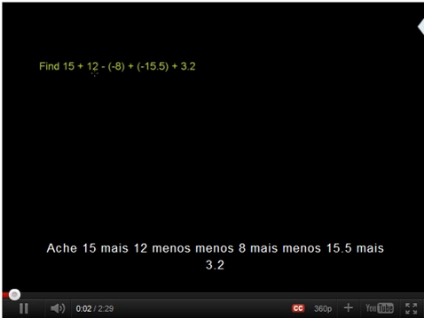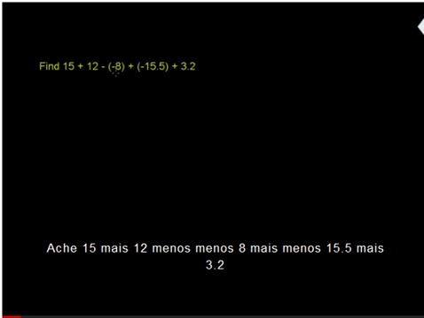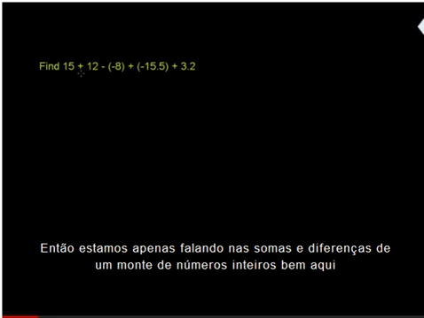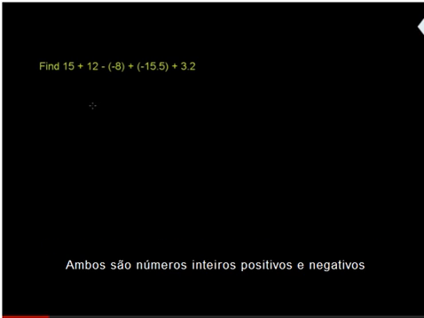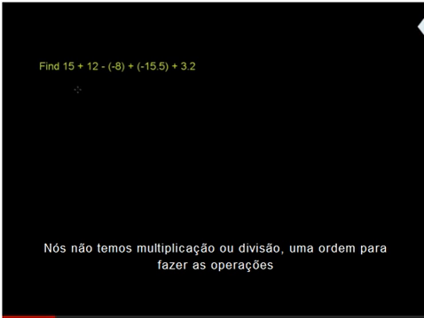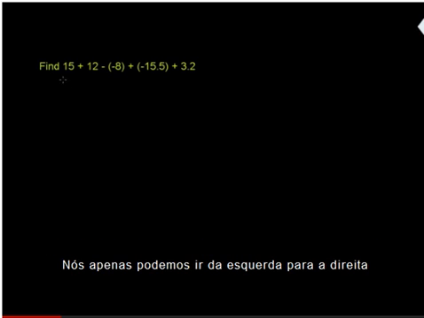Find 15 plus 12 minus negative 8 plus negative 15.5 plus 3.2. So we're just taking the sum and differences of a bunch of integers right here, both positive and negative integers. We have no multiplication or division. So order of operations, we can literally just go from left to right over here.